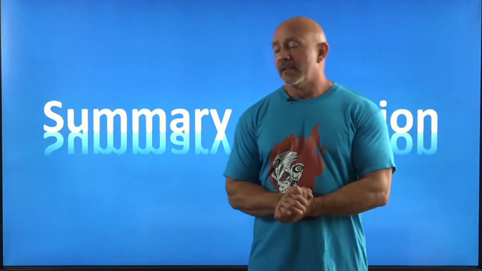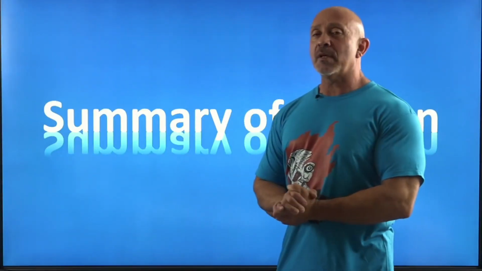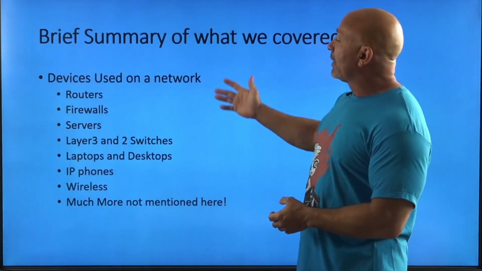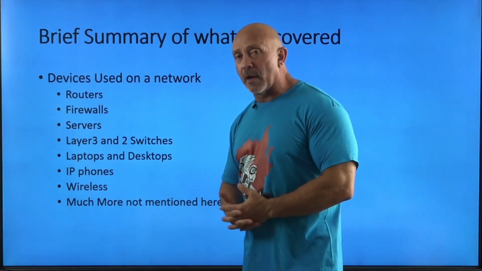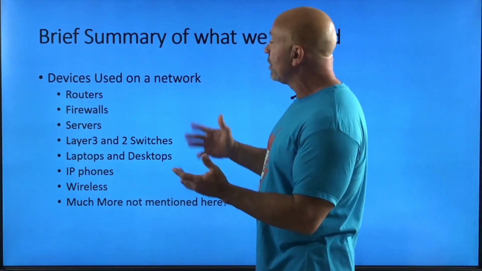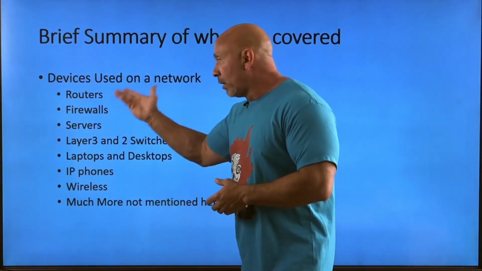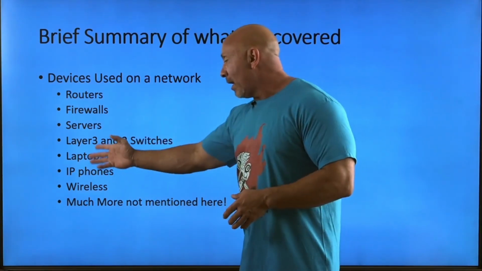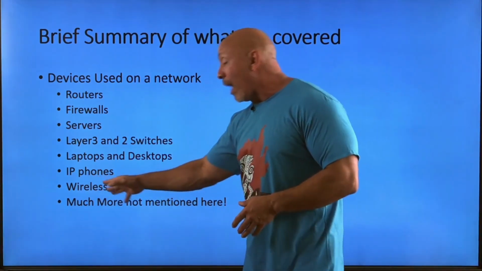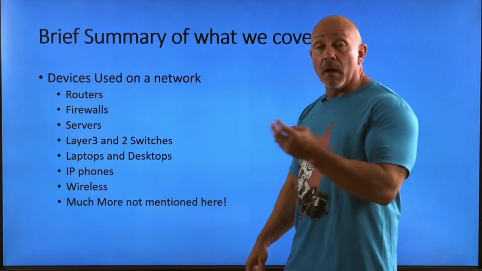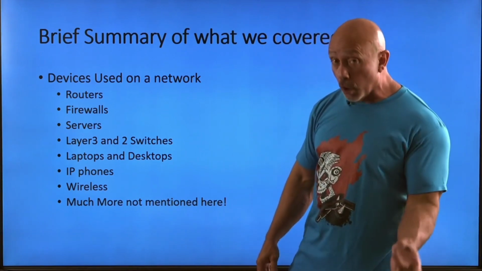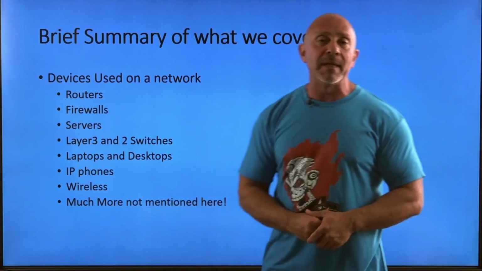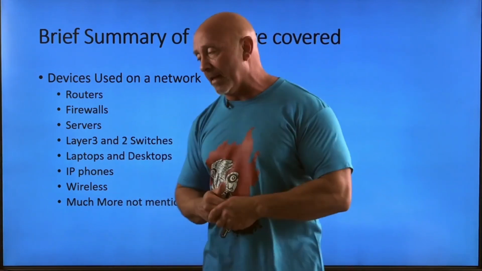All right. I know you're wondering, what summary section is he talking about? Yes. I just wanted to give you a list of the devices that we actually used or we would use on a network. We looked at routers, firewall, servers, layer 3 and 2 switches, laptops, desktops, IP phones, wireless like access points, wireless routers, wireless controllers, okay? And much more that we never mentioned there, like printers and things of that nature.